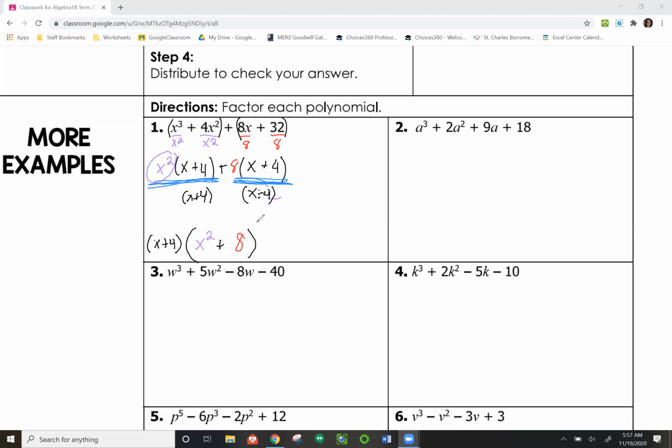So let's do this very quickly. Let's just check to make sure we're doing this right. If we distribute, what would we have? Well, we have x times x squared is x cubed. x times 8 is going to be positive 8x. 4 times x squared is a positive 4x squared, plus 32. Is that what I have up here? Yeah, that's what I started with. So I know that I did this right.